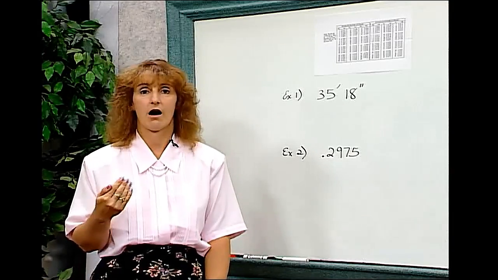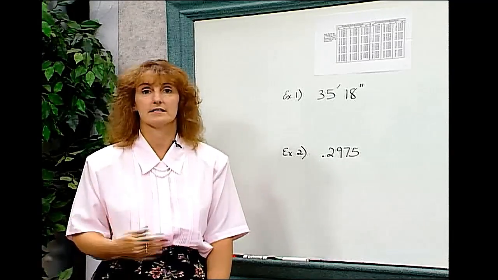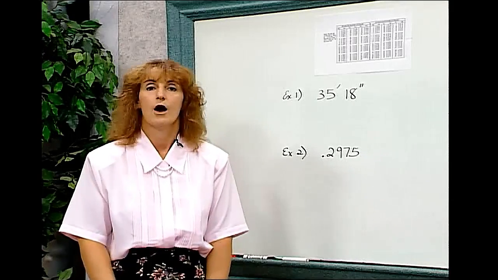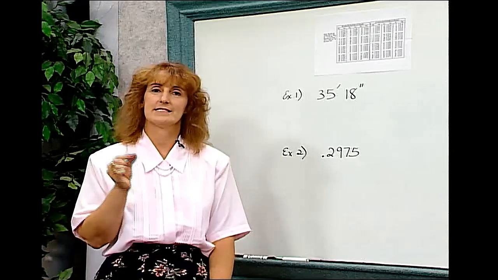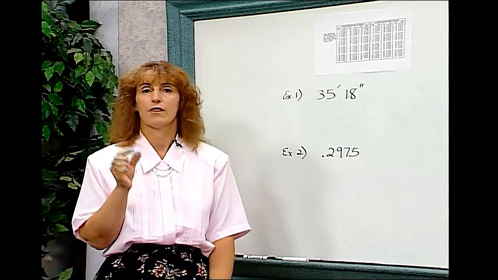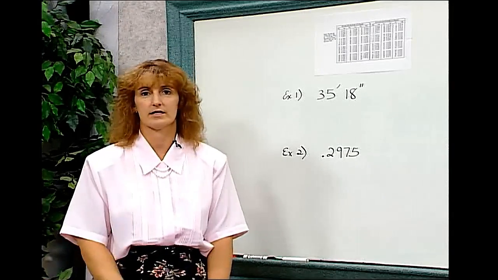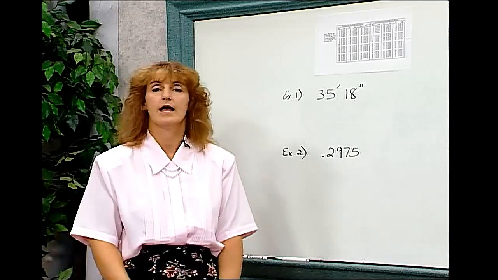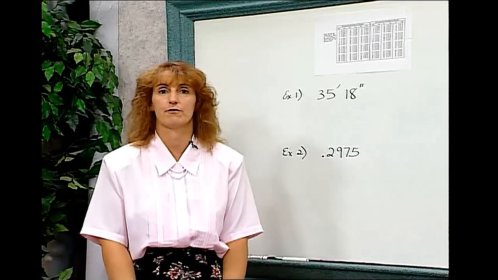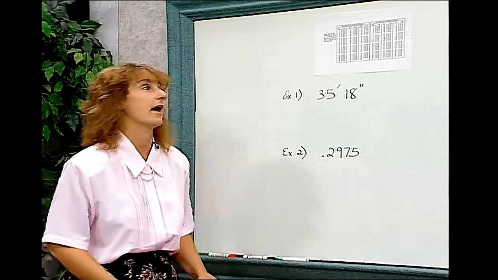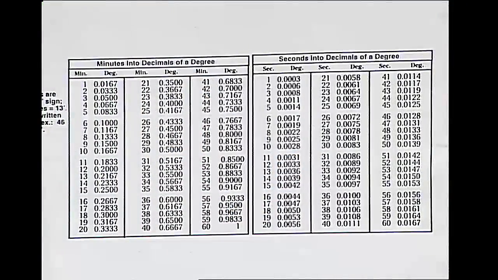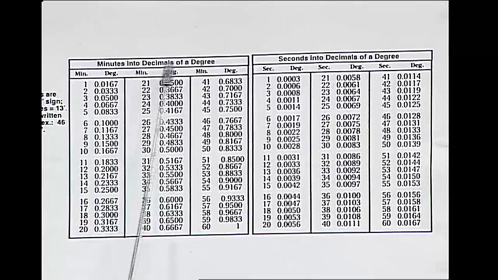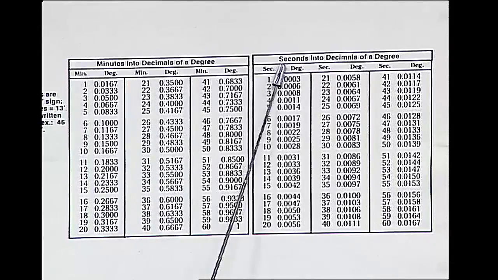If you think about time and hours, minutes, and seconds, it's easy to remember. But now we're going to do some conversion, because when we talk about minutes and seconds with degrees, they're only part of a degree. It's a fractional or decimal part, and we need to know how to convert back and forth. One way to do that is by using a chart. This chart here has minutes into decimals of a degree and seconds into decimals of a degree.